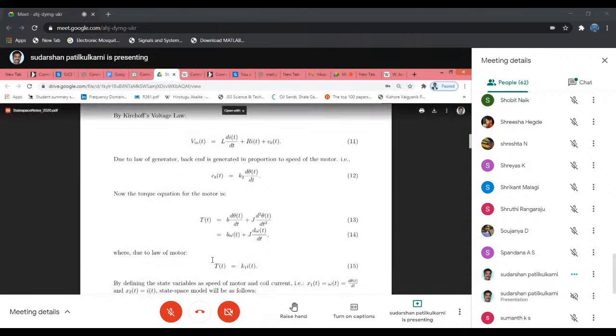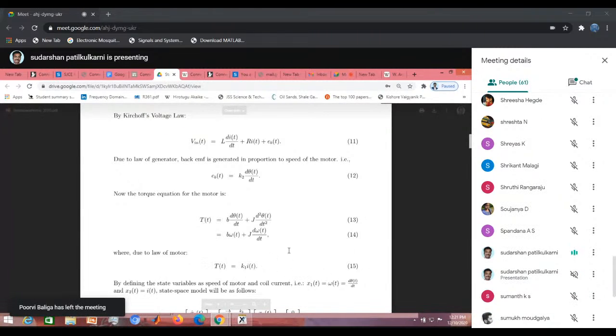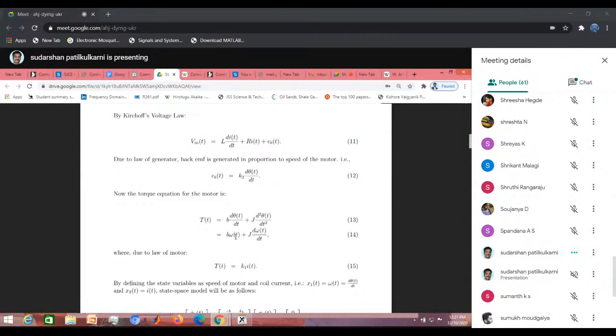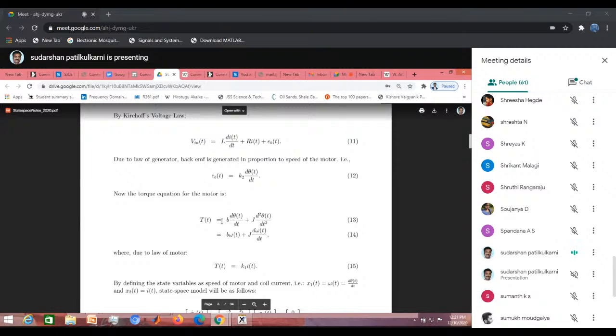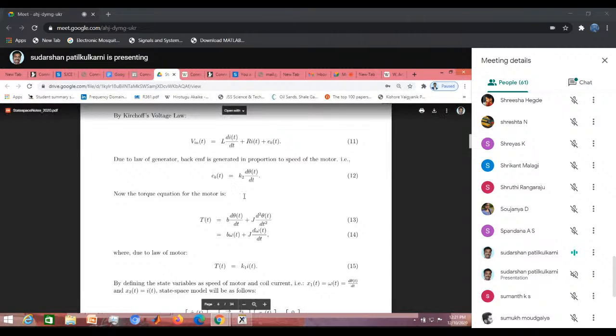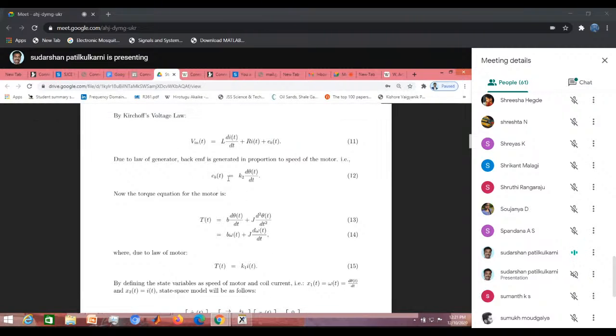If the variable of interest is the velocity, angular velocity d theta by dt, then we can express everything in terms of that: omega of t equal to d theta by dt. Then the equations will become b times omega of t plus J d omega by dt, and eb of t equal to k2 into omega of t.